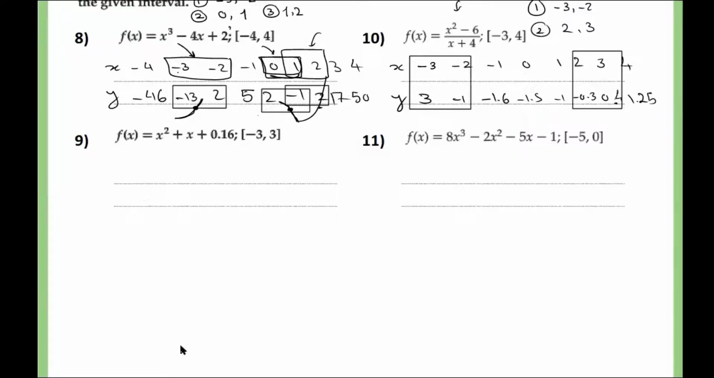Okay. Yes, the two parts now. Both of them are negative and close to 0.